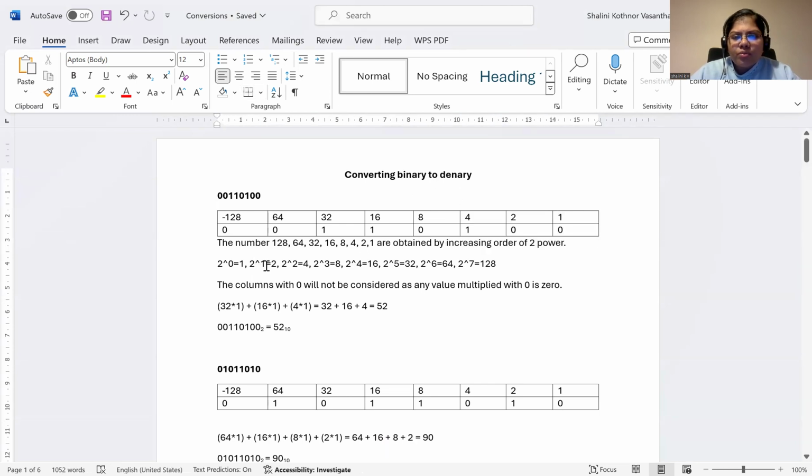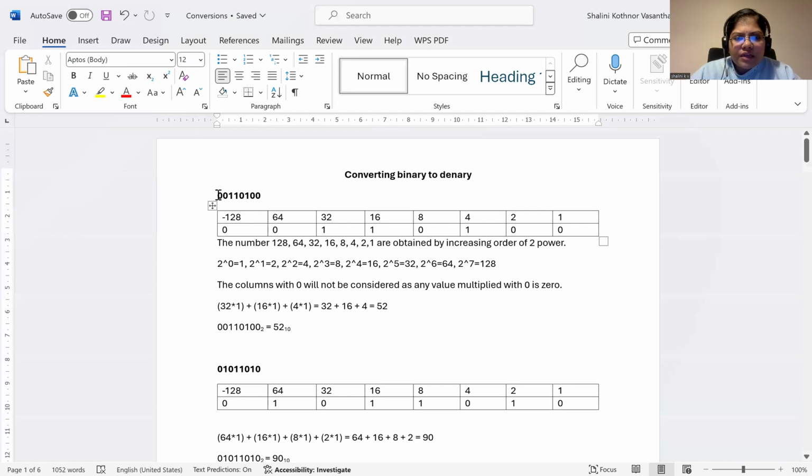Next we have 2 power 1 is equal to 2, and then 2 power 2 is equal to 4, 2 power 3 is equal to 8, then 2 power 4 is 16, 2 power 5 is 32, and 2 power 6 is 64, and 2 power 7 is 128. Okay, so we are going to maintain a negative symbol for 128 so that it will be applicable for negative numbers as well. Now we are going to place the values according to this number because it's an 8-bit binary number. Place the values correspondingly.